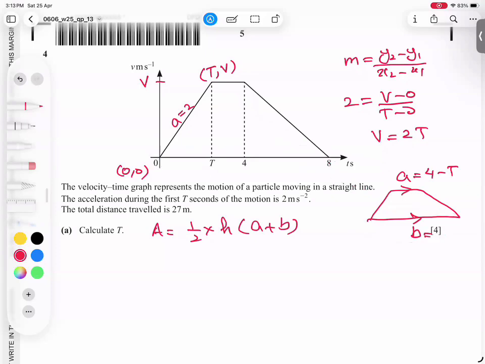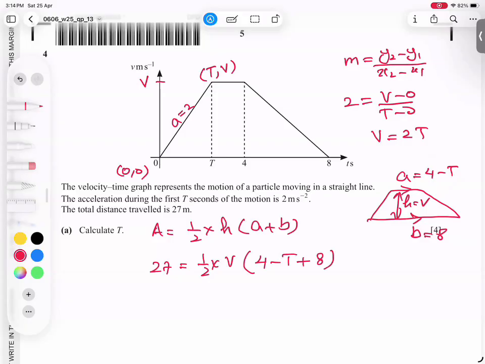So this is 8. And the gap between them is V. So height is given by V. We have taken this approximate. This is 27 because area is 27. Height is V. The A value I'm writing from the top: 4 minus t, and for B I'm writing 8.